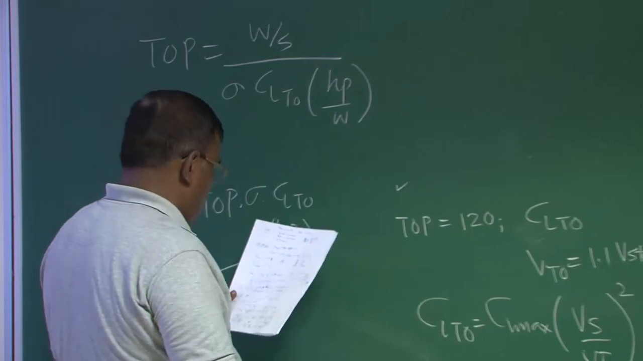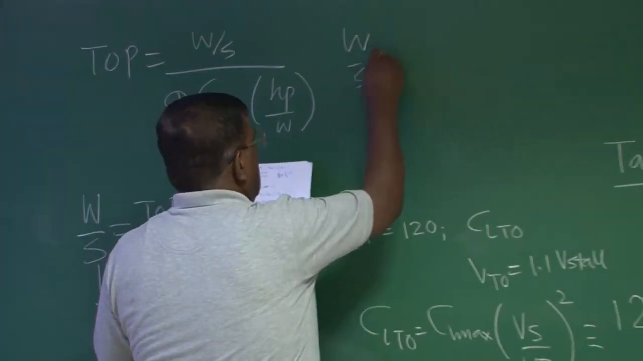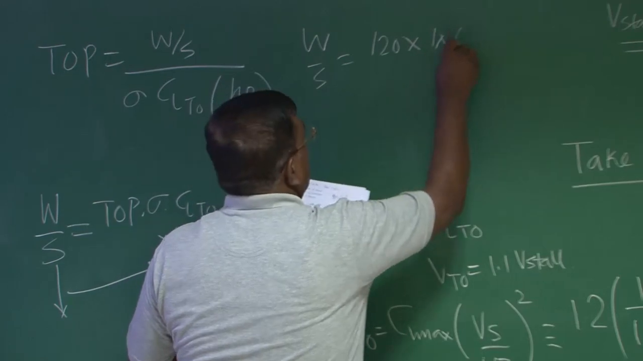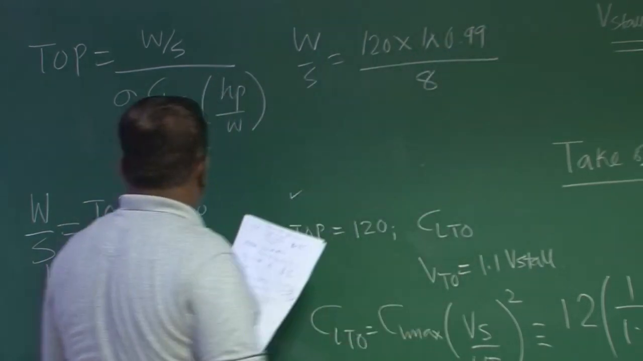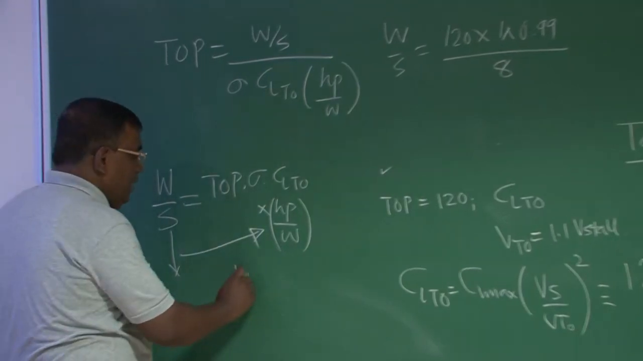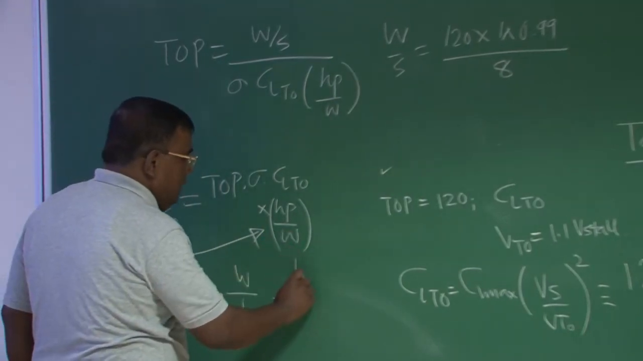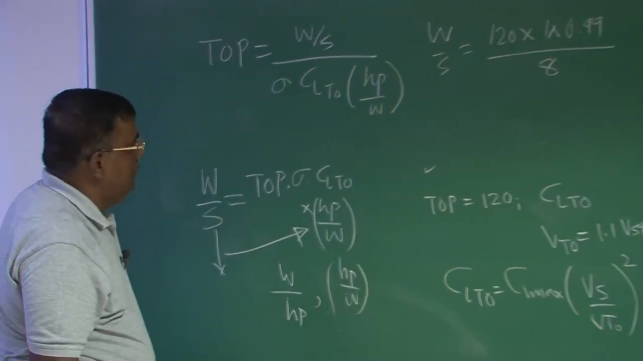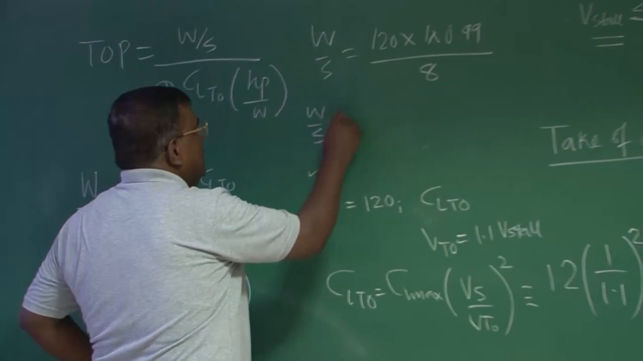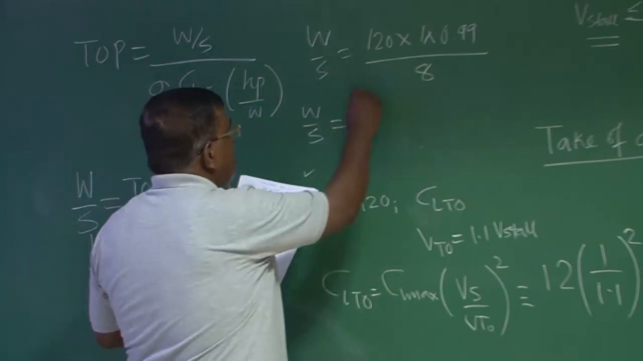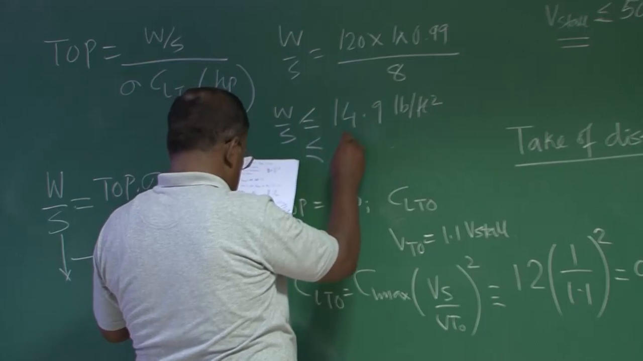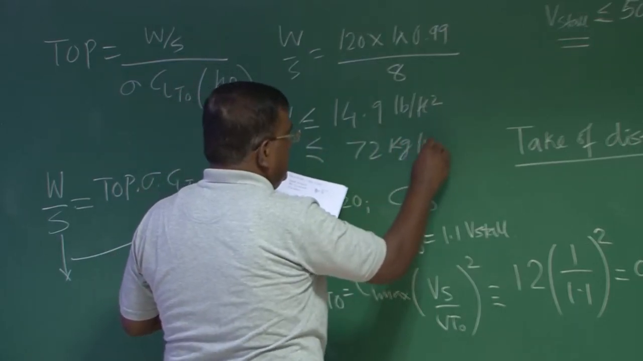And for this case, what we do is W by S equal to 120 into 1 into CL takeoff 0.99 divided by 8, that is HP by W is 1 by 8. Power loading is defined as W by HP, but what we require here is HP by W, that value is what I put here, and if I do that, then I get W by S equal to around 14.9 pound per feet square, which is again less than equal to 72 roughly kg per meter square.